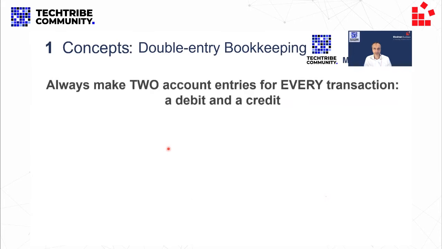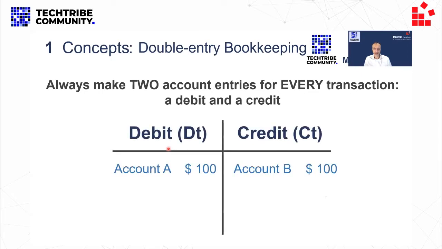But what is double entry bookkeeping really? What it is about is that for every single transaction that you capture in the books, you always make two account entries, a debit and a credit. And if you want to remember which side, the debit is on the left-hand side and the credit is on the right-hand side. So maybe that's a way to remember. The R in credit stands for right. So remember that debit is left and credit is right.